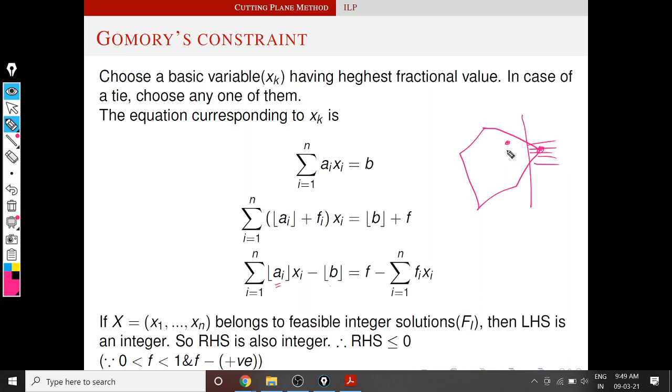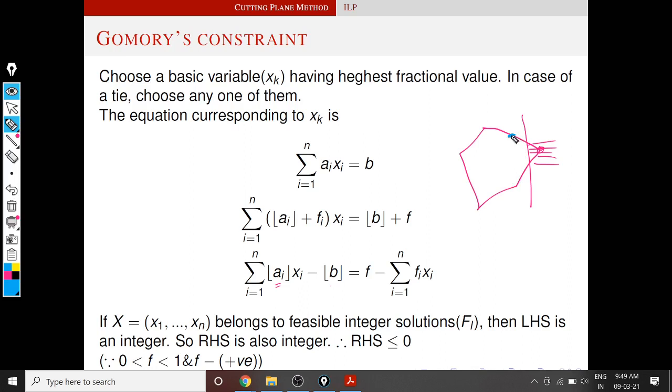Okay, so if x equal to x1, x2, xn belongs to a feasible integer solution, that means suppose we consider a solution. We are interested only in integer solutions. All the x's are integers. Suppose this is an integer solution belonging to the feasible region. Suppose this is a feasible integer solution.